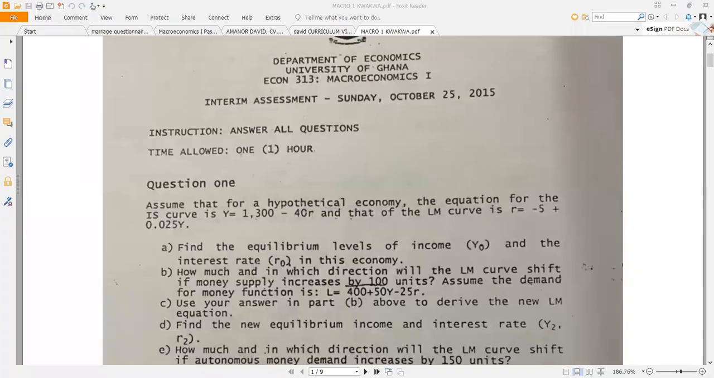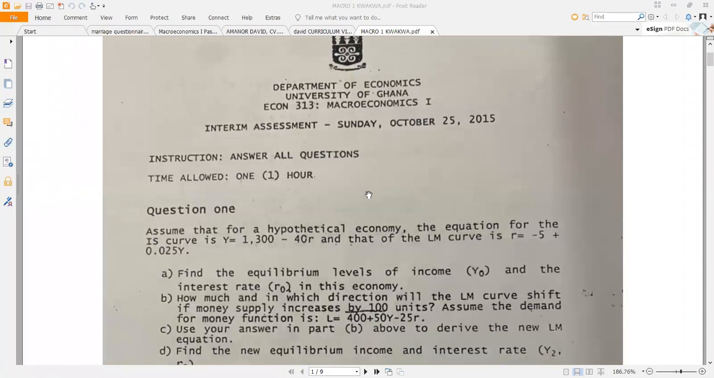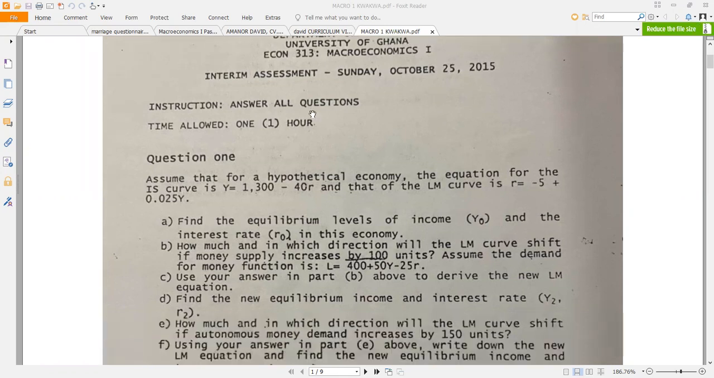Where is it? All right, can you see the screen? Hello, can you see the screen? Yes, please. All right.